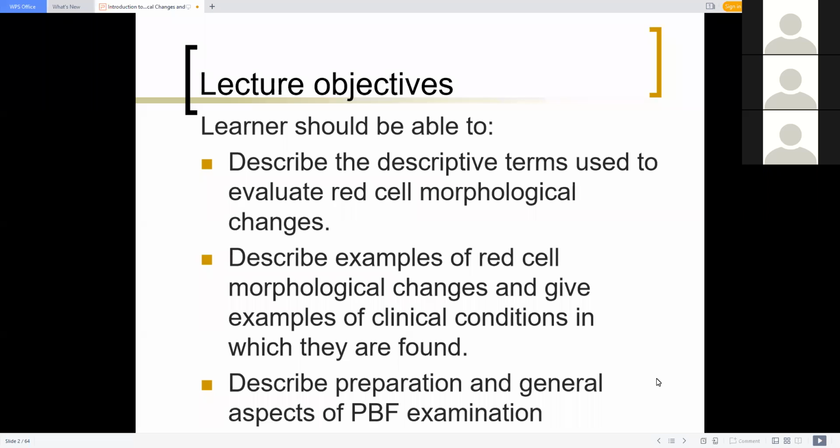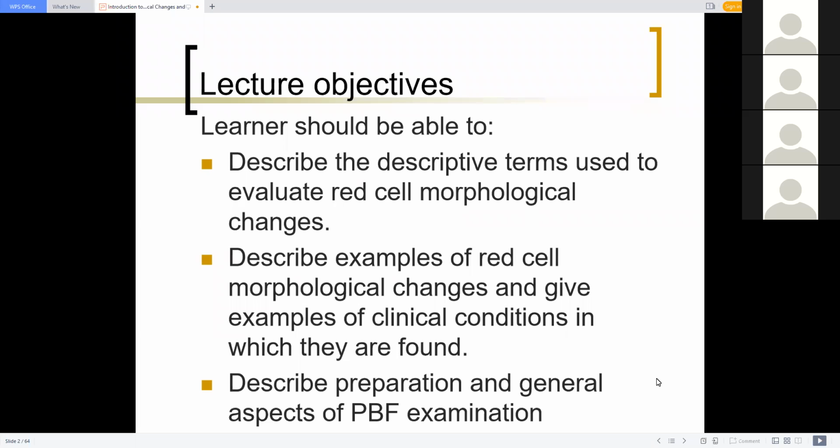And then of course, the last objective is you should be able to describe the preparation and general aspects of peripheral blood film examination, because in describing red cell morphological changes, the laboratory test that we do is a peripheral blood film preparation and staining that is done by expert technologists, and we use different stains to stain the red cell. You've been introduced to this in physiology. And then we examine the peripheral blood under the microscope.